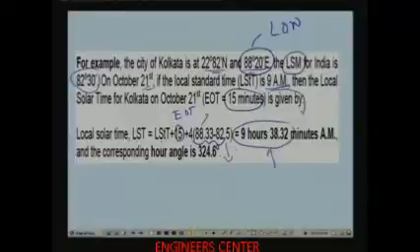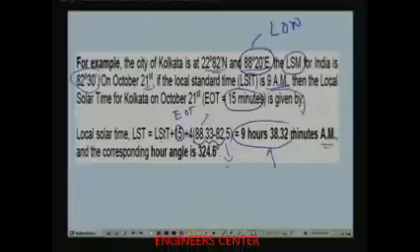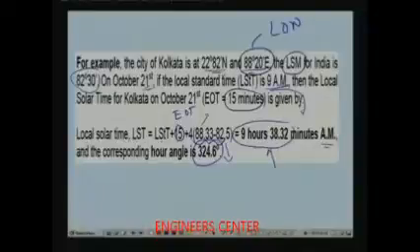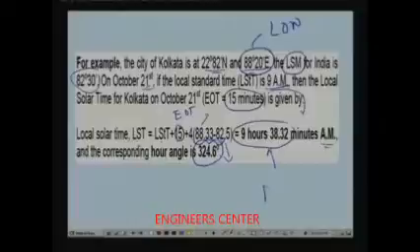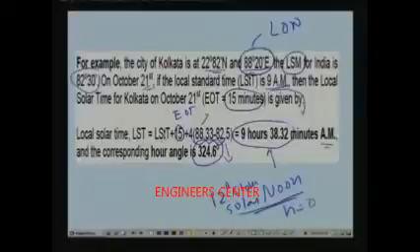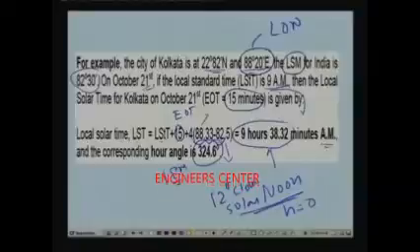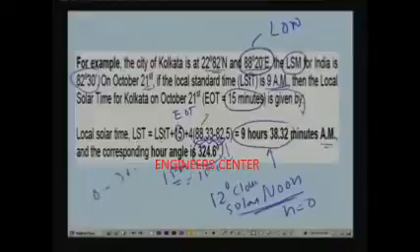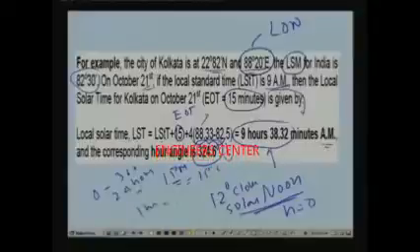Since this is 9 hours 38.32 minutes in the morning, the corresponding hour angle is 324.6 degrees. How did I calculate the hour angle? As I said, at noon, 12 o'clock solar time, solar noon, your hour angle is 0. For example, at 1 p.m. the hour angle is equal to 15 degrees. How is it so? Because the hour angle varies from 0 to 360 degrees in 24 hours. So, 1 hour is equivalent to 15 degrees.